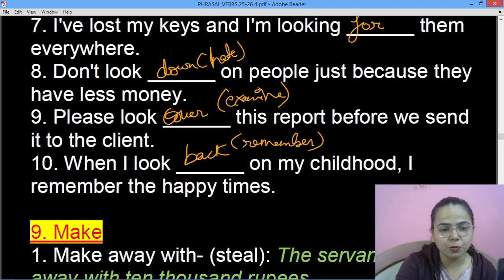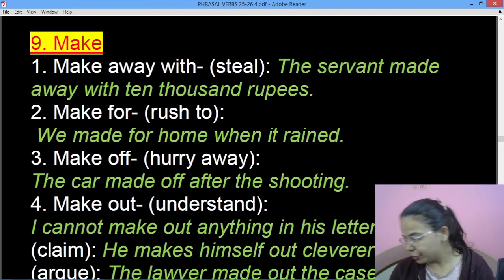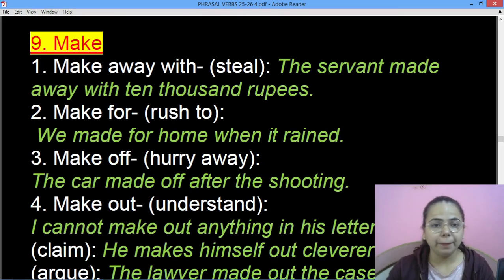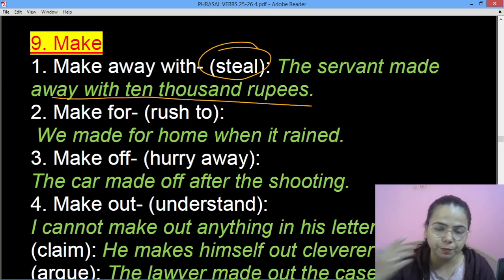Okay, then the next word in this is make. The first one in this is make away with, that is to steal, to take something away. The servant made away with 10,000 rupees. He just ran away with those 10,000 rupees.